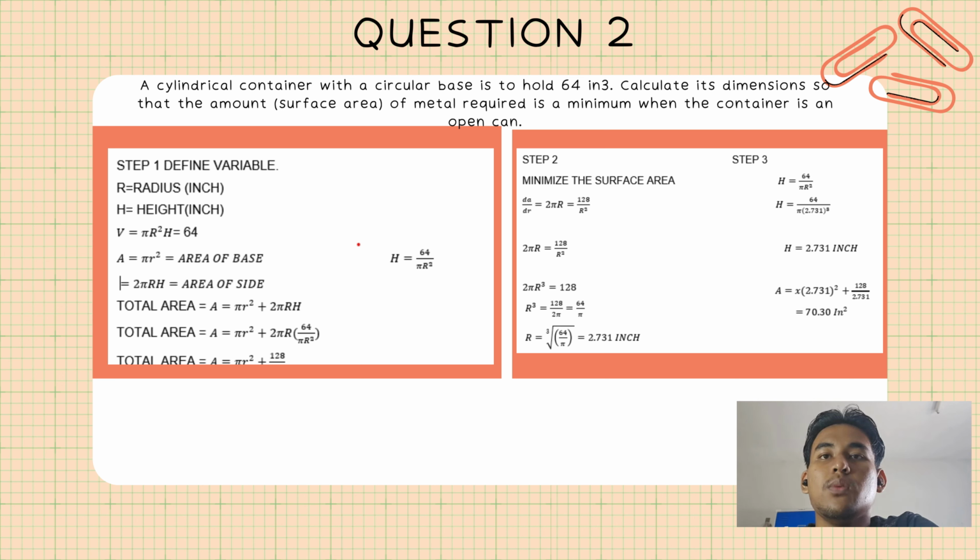And step 2, we minimize the surface area, which is we differentiate, and we got the answer for r is 2.731 inches. And for step 3, we just put the r into the H from before, and we got the same answer, 2.731 inches. And lastly, we calculate the area, and we got 70.30 square inches.